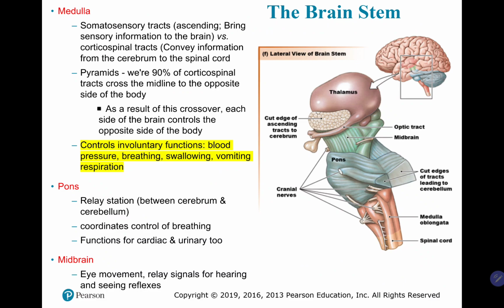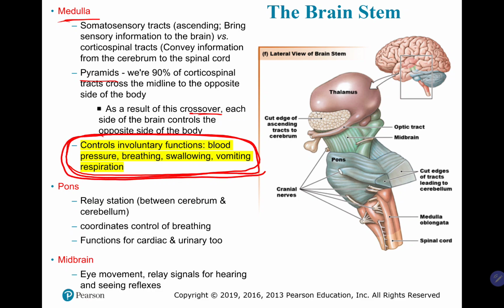Remember the different structures of the brain stem. We have the medulla. The medulla is going to have those somatosensory tracts. It's going to have those pyramids. This is where we have that decussation, or that crossing over. But the medulla is also going to have different centers, cardiovascular and respiratory centers. The medulla is able to control involuntary functions such as blood pressure, breathing, swallowing, vomiting, respiration, things like that. The pons also has some cardiac, urinary, and respiratory functions, coordinating the control of breathing. Your midbrain portion is also going to have some eye movement reflexes and things like that. But remember that medulla for me, please.